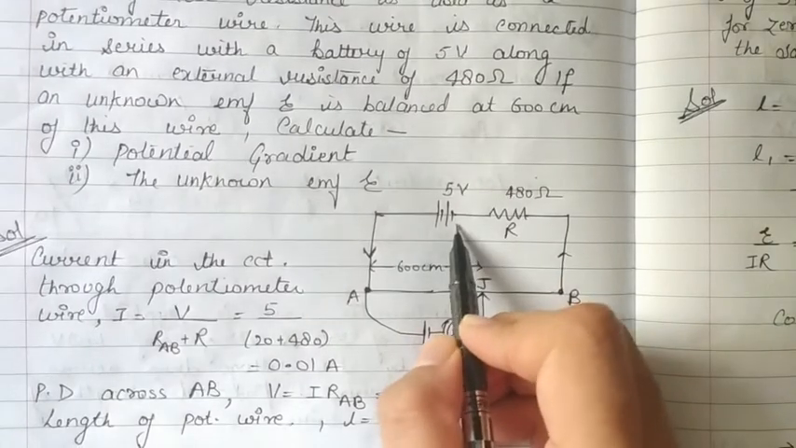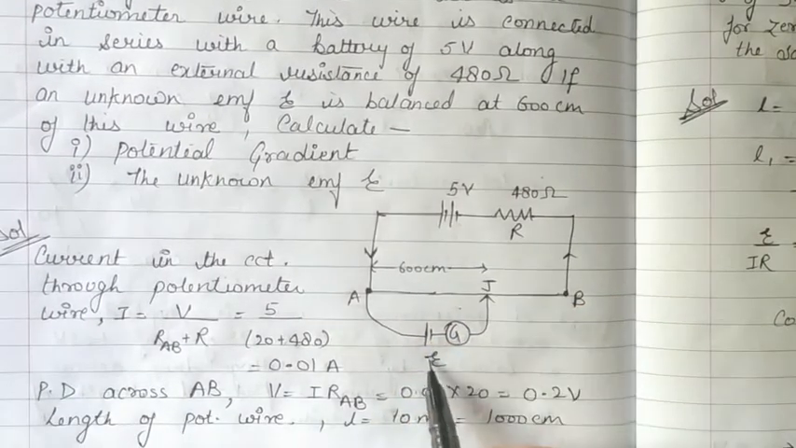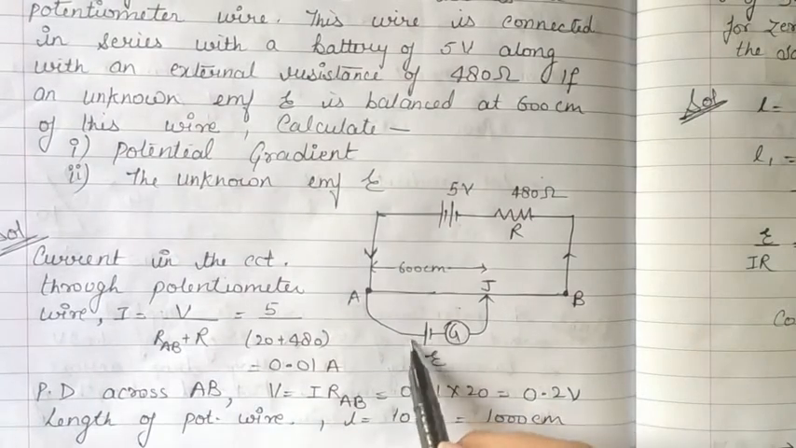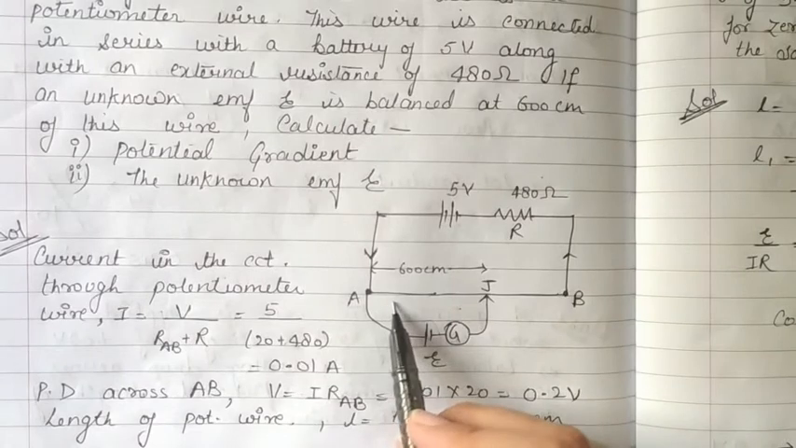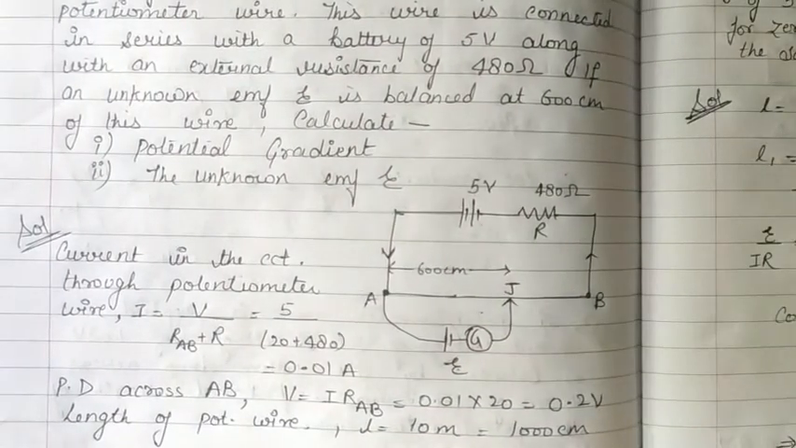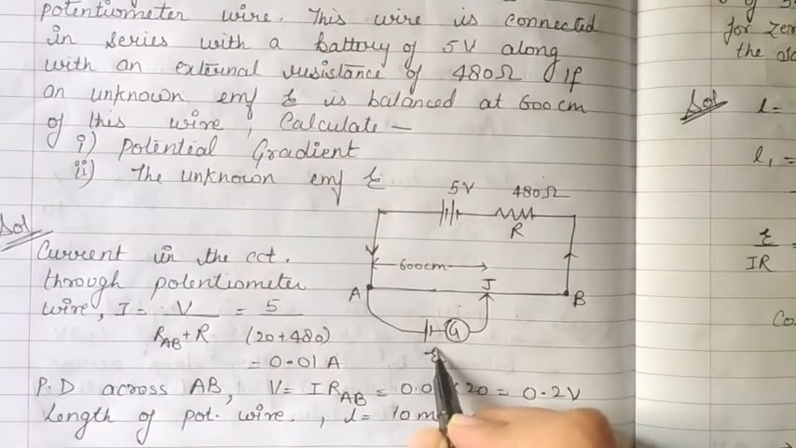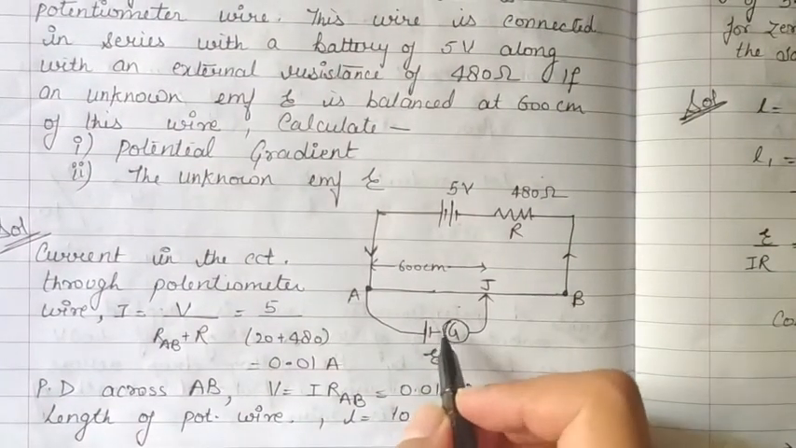5 volt. Now if we want to balance an unknown EMF, this unknown EMF epsilon we want to balance, so we have to calculate this EMF epsilon and the potential gradient.